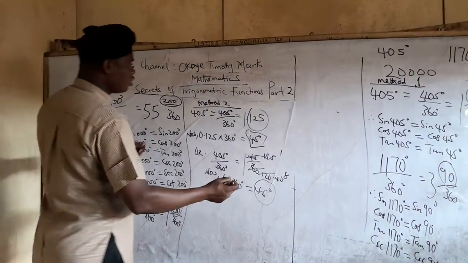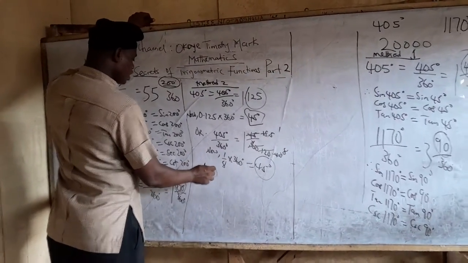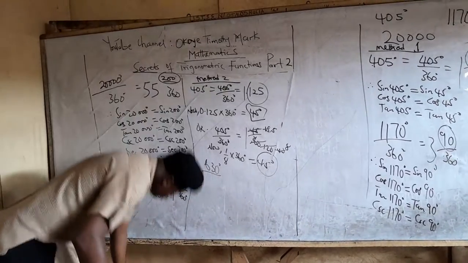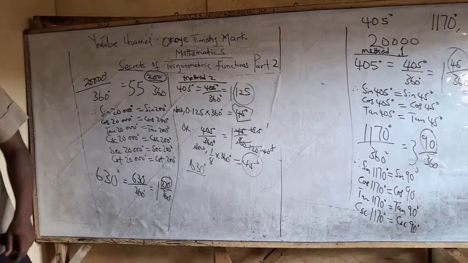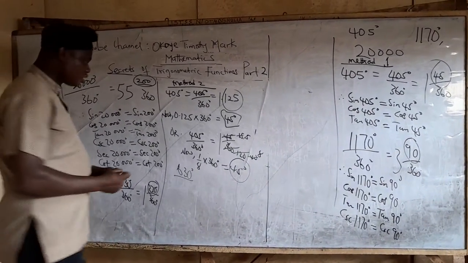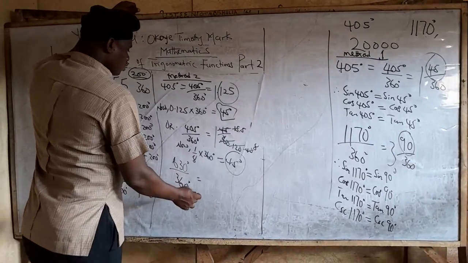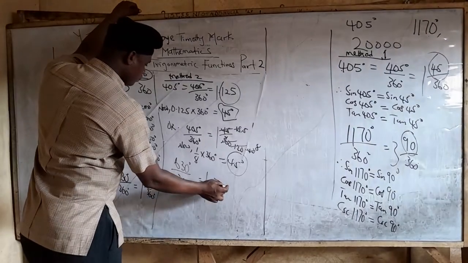Even if you give me something like 630 degrees, like the last one I did there, you have 630 degrees over 360 degrees to get the angle, because we are interested in getting the angle. Then 630 degrees over 360 degrees is one whole number, 1.75.